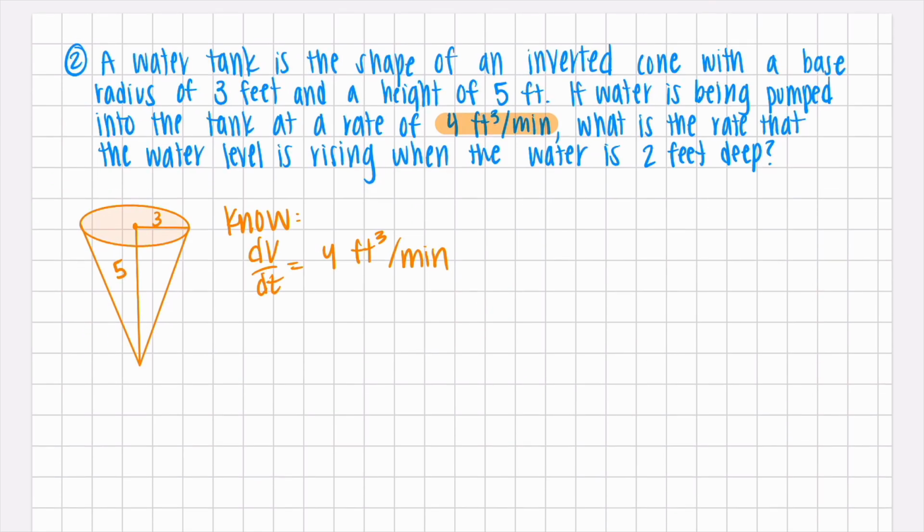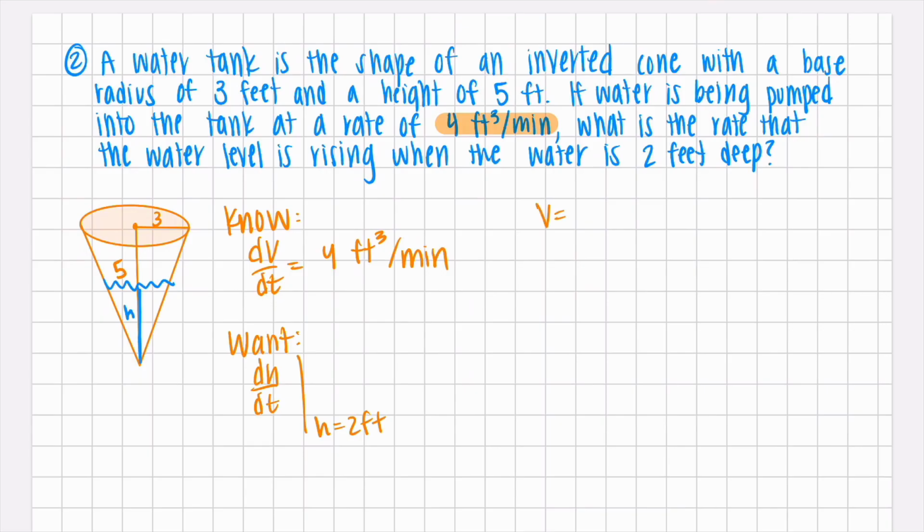And we want to know the rate that the water level is rising. So if you think about water in the tank and then the water level is rising, that water level is this height. So I'm going to say dh/dt. When the water is 2 feet deep, that's when the height is 2 feet. That's what we're looking for. So we're going to be using volume and height.